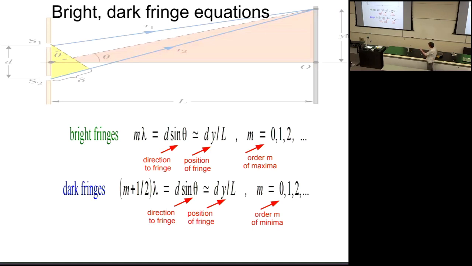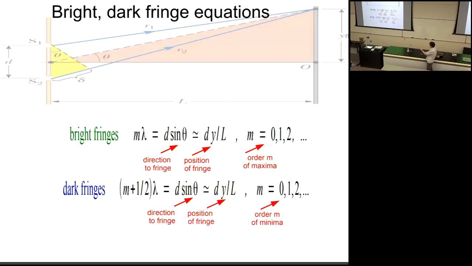And so that's what this quantity is here, m lambda. This quantity is here, m plus a half lambda. This is a whole number of wavelengths. M goes 0 or 1 or 2 or 3. This is a half integral number of wavelengths. This quantity goes 1 half, 3 halves, 5 halves, 7 halves, and so forth.